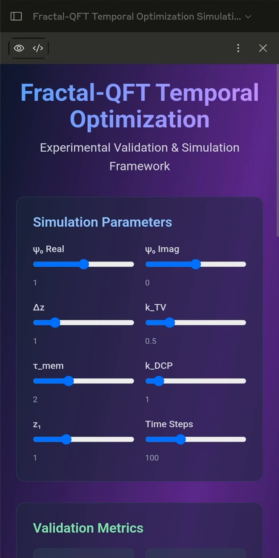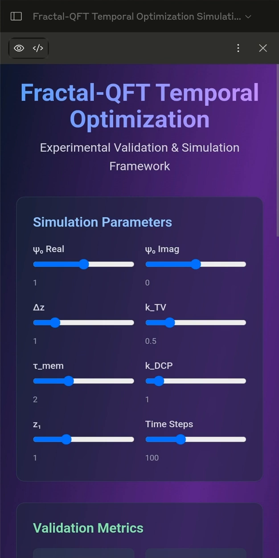You can set the starting wave function, psi0 real, psi0 imaginary. You control those spatial parameters Z1 and the key delta Z. Which also sets Z2. Right. Then you set KTV, that temporal velocity coefficient, TOMM, the memory constant, KDCP for CQ log, the base for the logarithm, and of course, how many time steps, t steps, to run. And the notes say adjusting these lets you explore different optimization regimes.